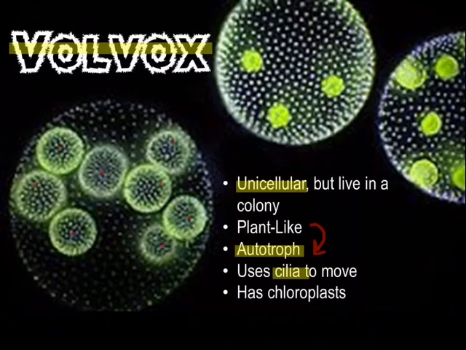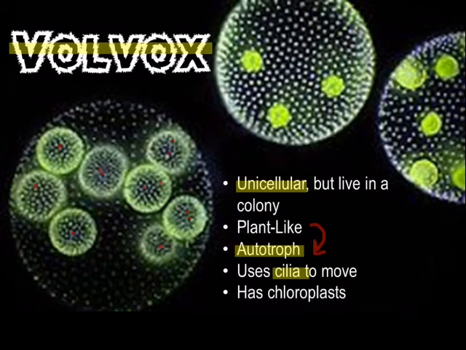The third common protist is Volvox. So Volvox are unicellular, but they live in a colony. So what you're seeing here are several unicellular protists that are living together in a group. They're plant-like, so they're autotrophs. They can make their own food, and they have chloroplast. So plant-like, autotroph, and chloroplast are words that you will see together a lot. This is also the reason they're green, because chloroplasts have chlorophyll.